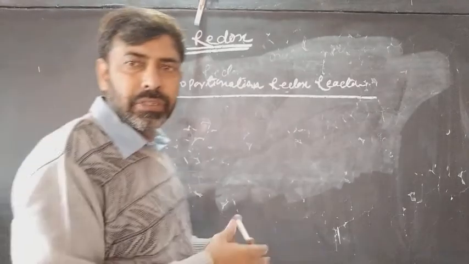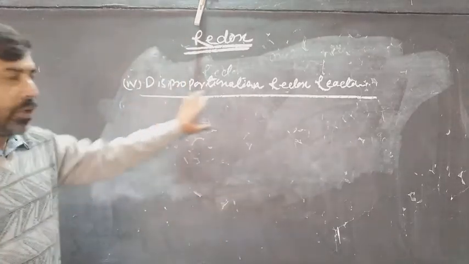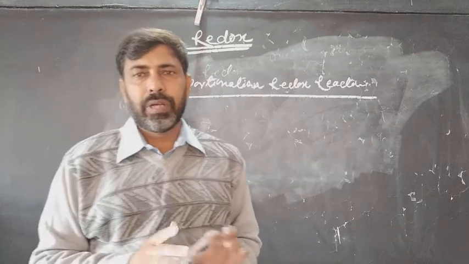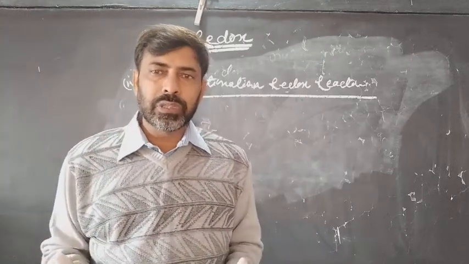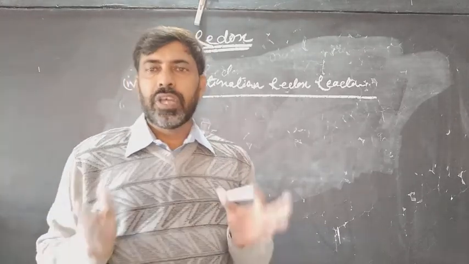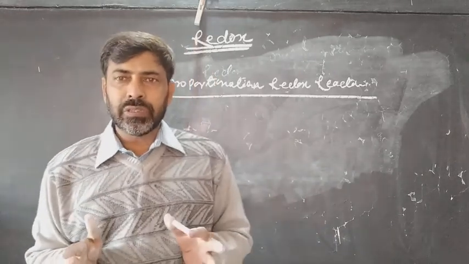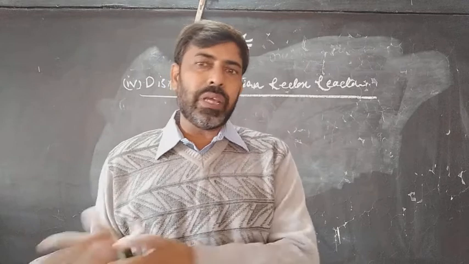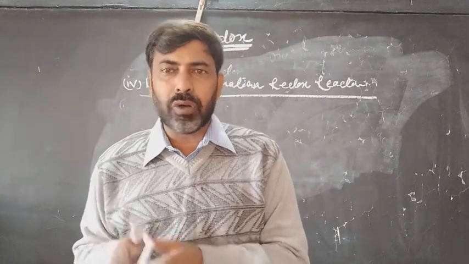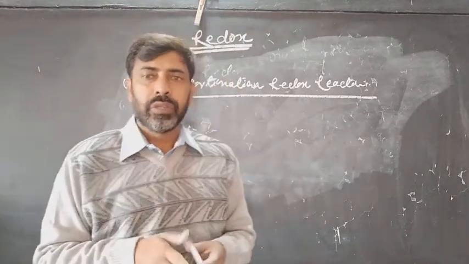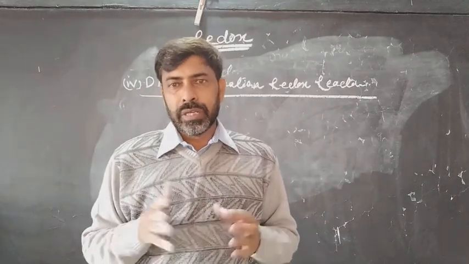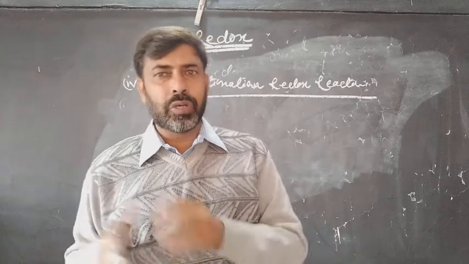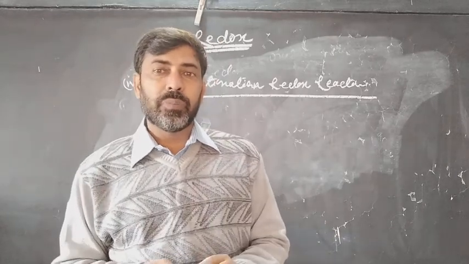The next reaction is the disproportionation redox reaction. You have not studied this reaction earlier in class 10th. What is the disproportionation redox reaction? The chemical reaction in which the oxidation and reduction of the same element is taking place. When both oxidation and reduction of one and the same element are happening, then the reaction is called the disproportionation redox reaction. That is, the element which is being oxidized is also being reduced.